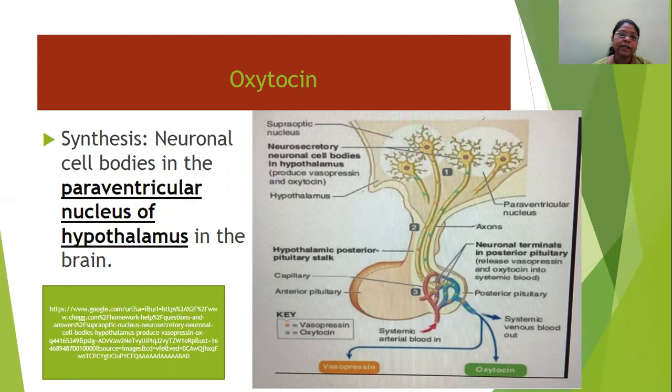So oxytocin is secreted by the pituitary gland. I have given you the details of pituitary gland. So pituitary gland has two parts, anterior pituitary, which is called as adenohypophysis, and posterior pituitary, which is called as neurohypophysis. So this oxytocin hormone is secreted by the neurohypophysis, that is the posterior pituitary.